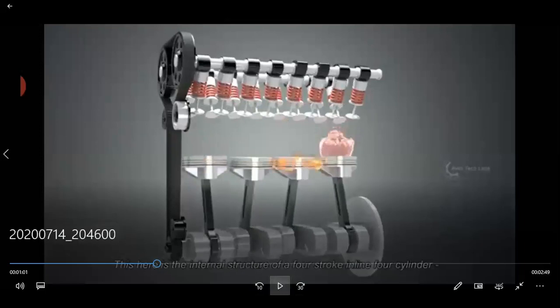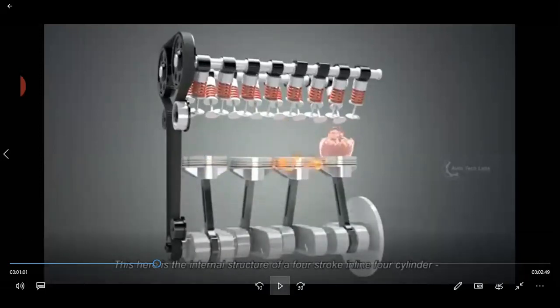This is the internal structure of a four-stroke inline four-cylinder engine. I will also explain what an inline engine is. When the cylinders are beside each other, then it is called an inline engine. There are various types of engine. We will study them later. You just focus here now.